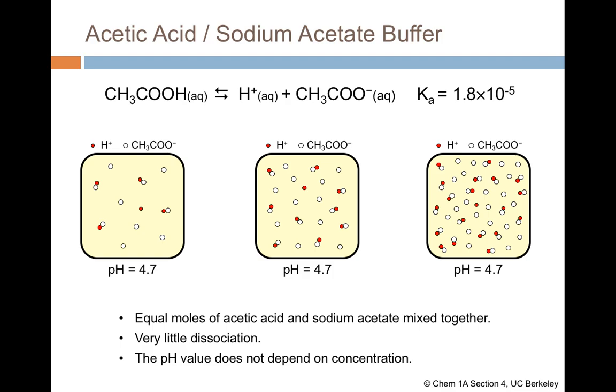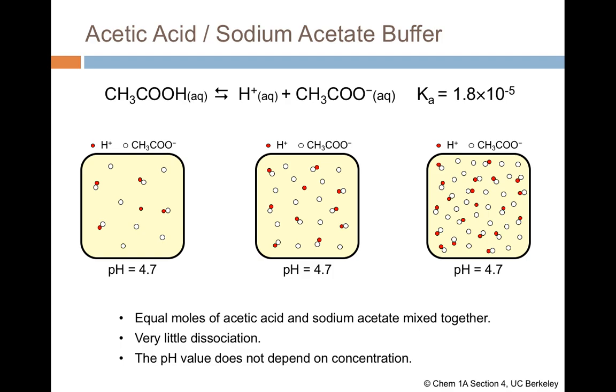And because I've added equal moles of each together, we see very, very little dissociation, right? In each of these pictures, we just see one little H+ circle all by itself. And because there's the same number of H+ circles in all three solutions, we end up with the same pH, 4.7 every time. In this case, the pH value does not depend on concentration, but rather on the fact that we have equal moles of acetic acid and sodium acetate.